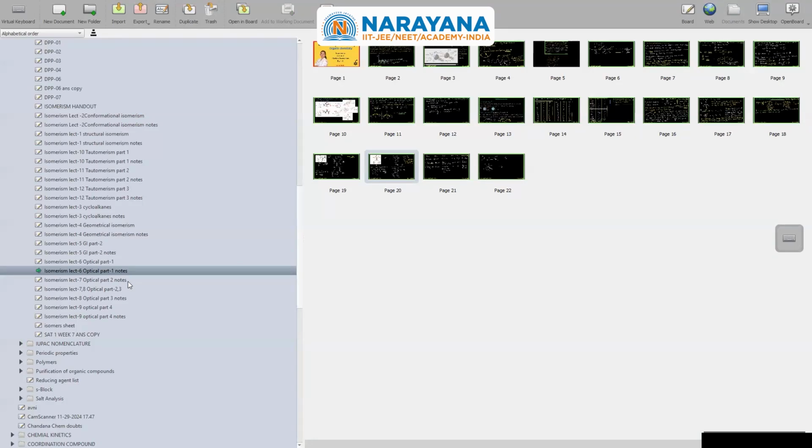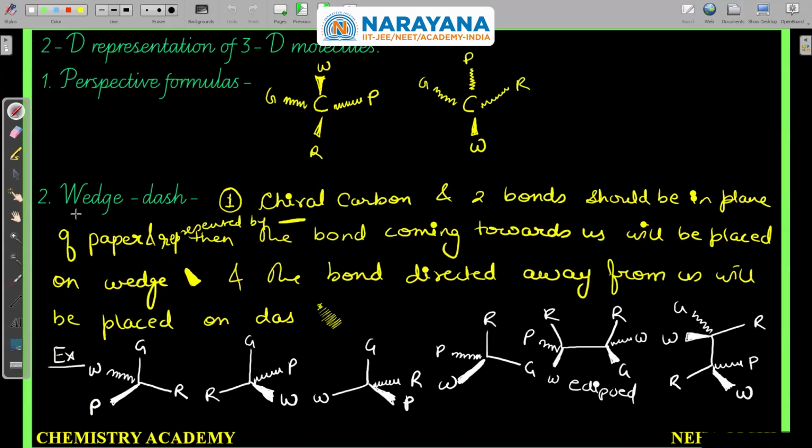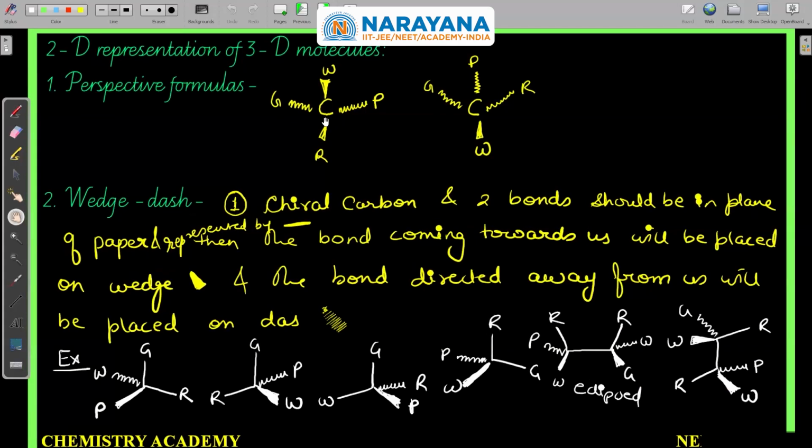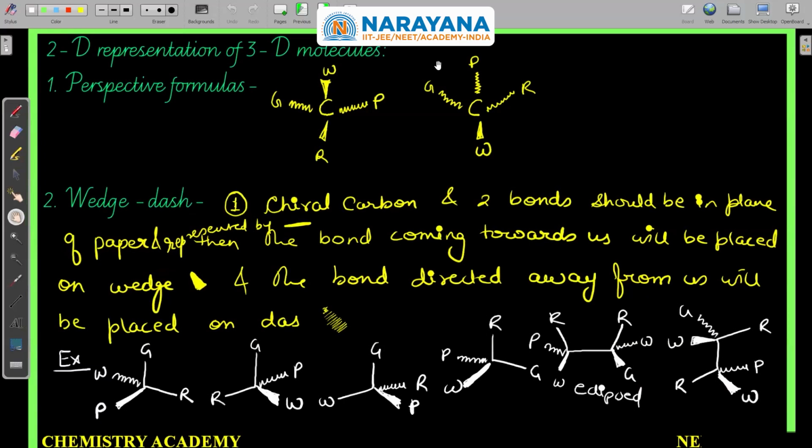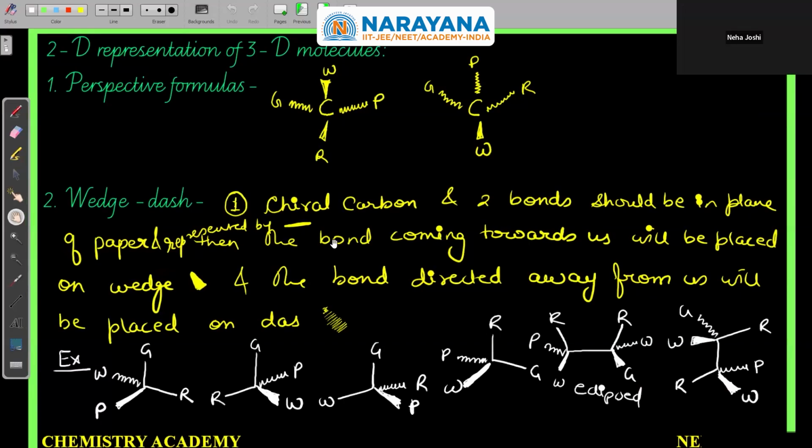Let us move to the next lecture. This is what we were planning to do: the 2D representation of three-dimensional molecules, how to represent them. Okay, so first is perspective. Perspective is perfect. Whatever you see, you draw. You write everything. Whatever you see, you draw.